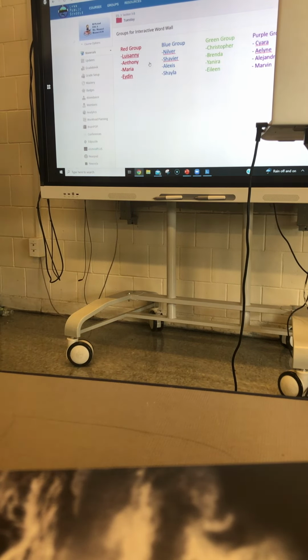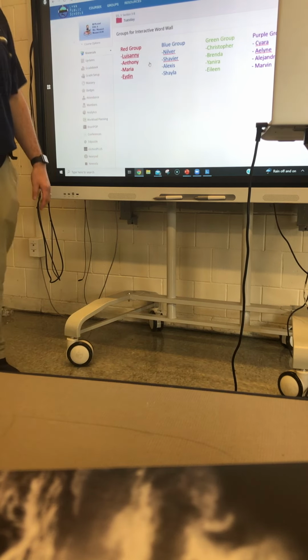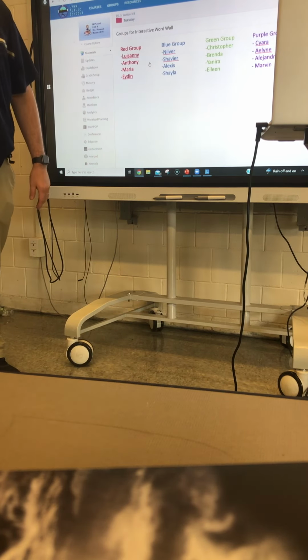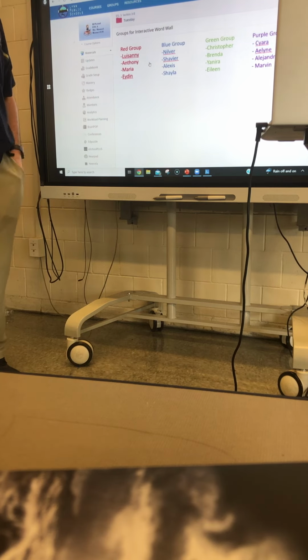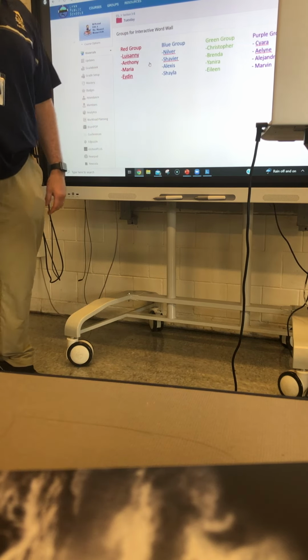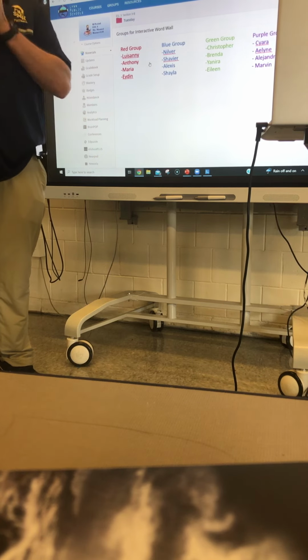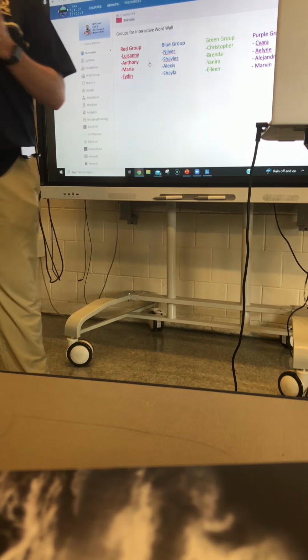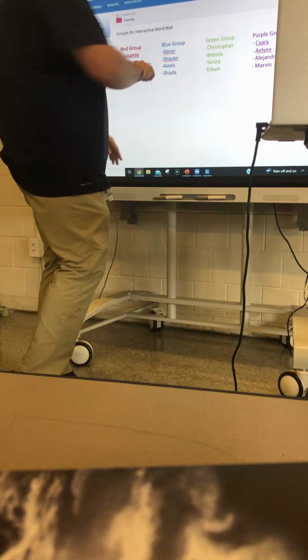Red. Anthony, Maria, over there. I need purple. Who am I missing? Oh, this is green, right? We have Christopher over here. You guys are down 1 person. Denira's not here, so you only have 3. And who else is missing? Purple, you're missing Sierra. Okay? Quickly. Now, in your groups, what is going to happen?